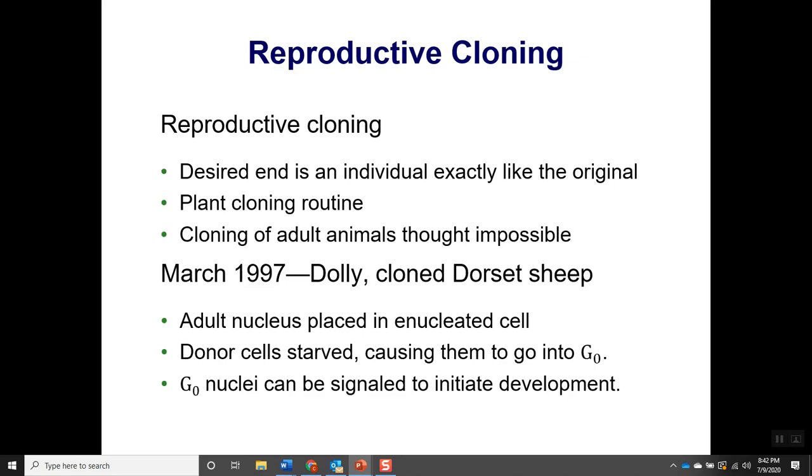So what that means is they took a cell that came from either her mother or father, and removed the nucleus, that means enucleated it, and then placed a nucleus within it from a different cell, from a different parent. And then they allowed that donor cell to starve for a little while. And that just means you're not giving it any nutrients. And that forced that cell to go into G0.